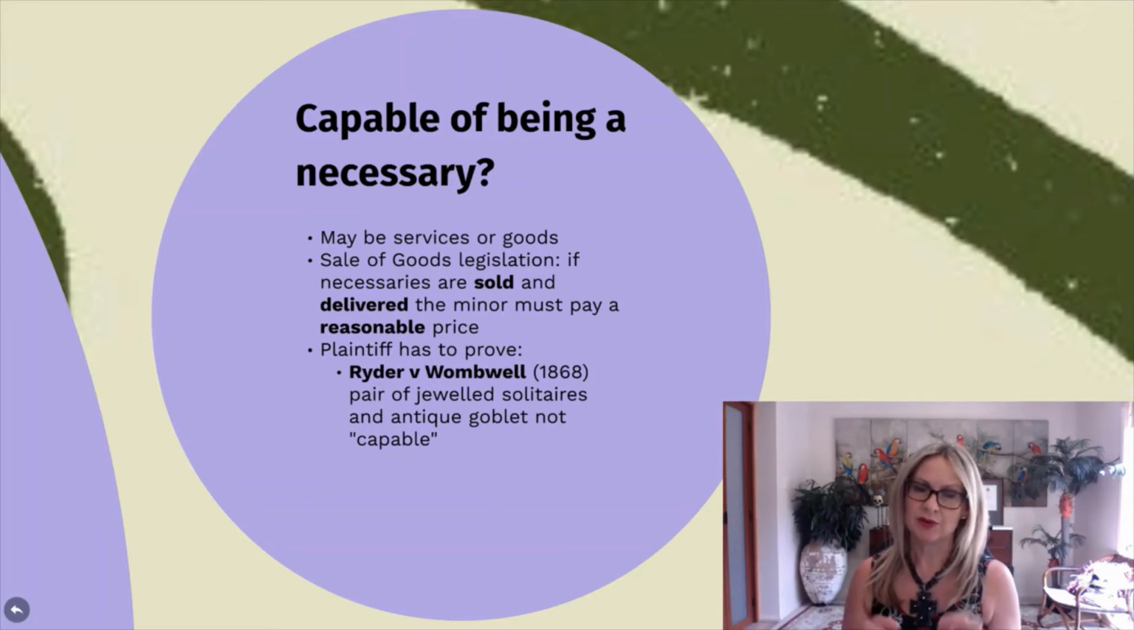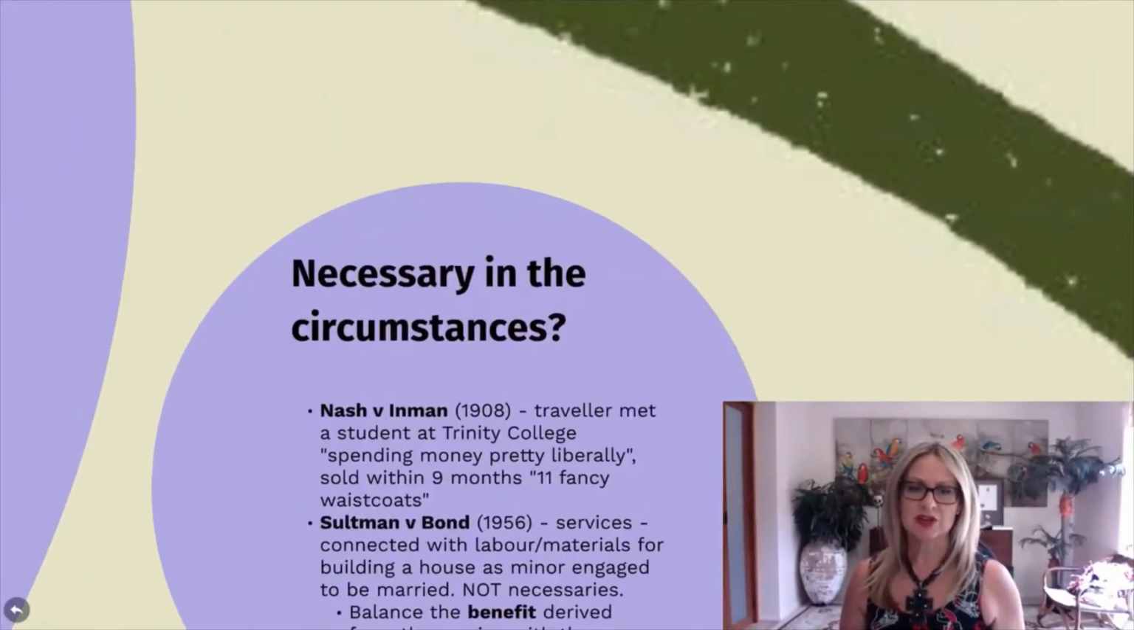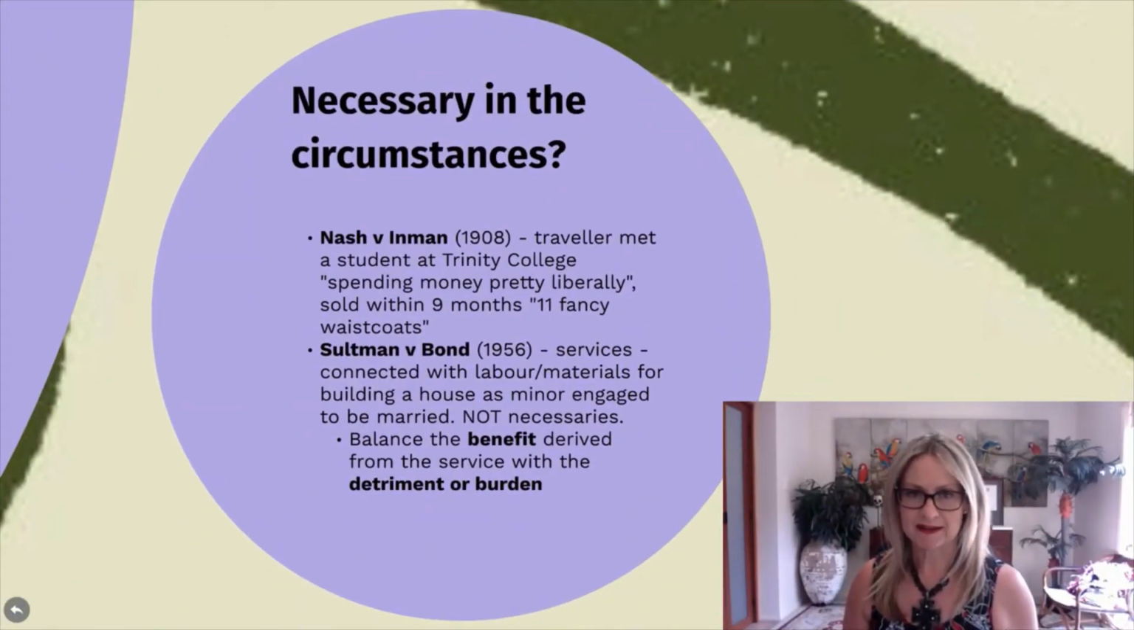So they have to be for the minor's person, usually goods like food, reasonable clothing, places to sleep and so forth. So where you've got ostentatious things that are being bought by the minor, no judge is going to say that they're necessary. So in Ryder and Wombwell, you've got this pair of jewelled solitaires and an antique goblet being presented as necessary. No.